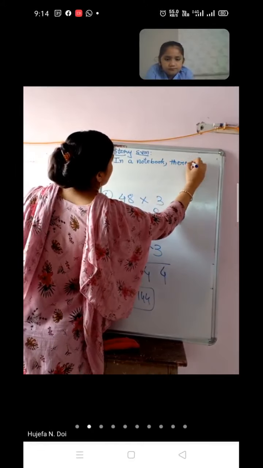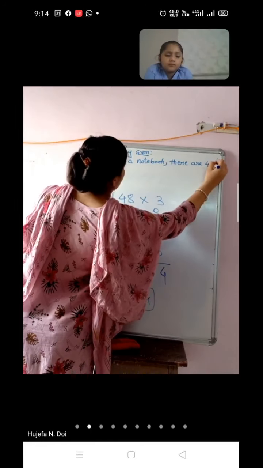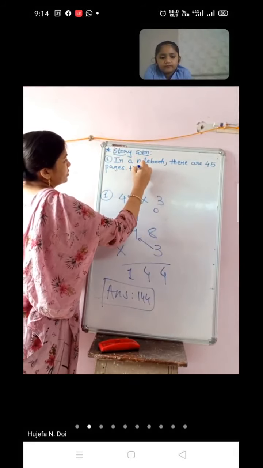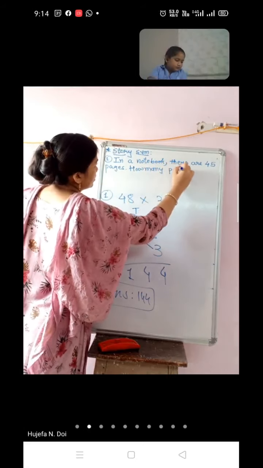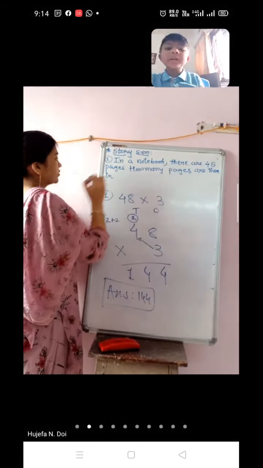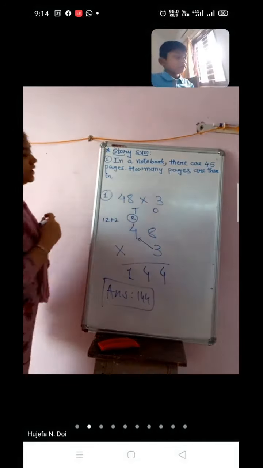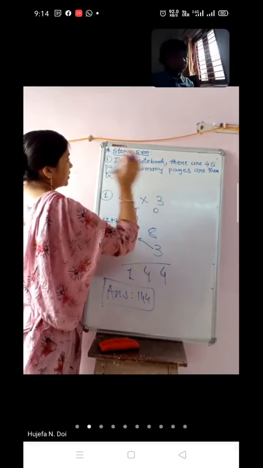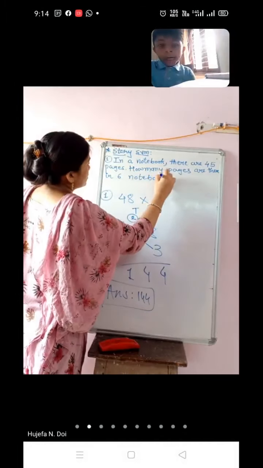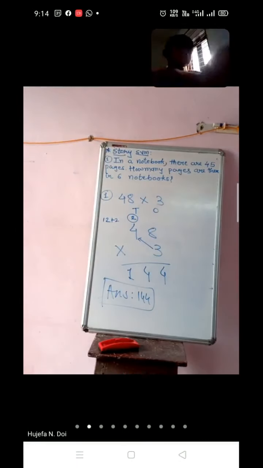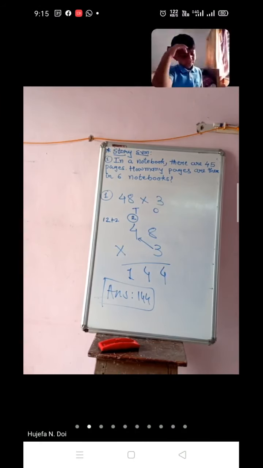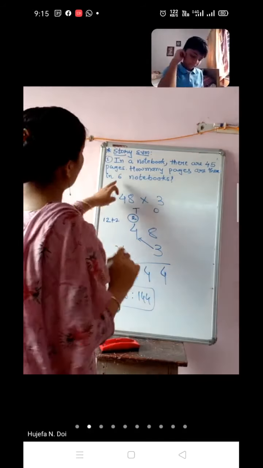There are 45 pages. How many pages are there in 6 notebooks? In a notebook, there are 45 pages. One notebook mein kitne number of pages diye hue hain? 45. How many pages are there in 6 notebooks?